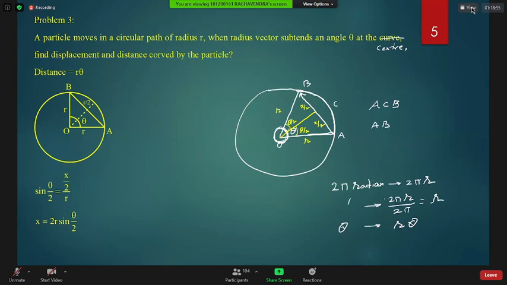Okay, figure you take here. This is the figure. Particle had moved from A to B. This is radius vector. Radius vector is subtending angle theta here. So distance covered will be the length of the arc ACB, whereas displacement magnitude will be length of the chord AB. Clear? Here I have taken theta 90 degree. That is a special case.